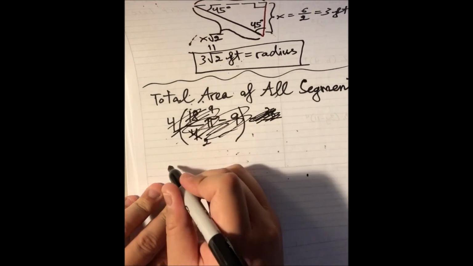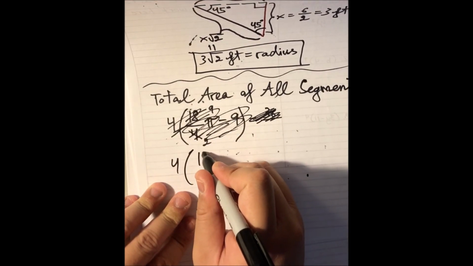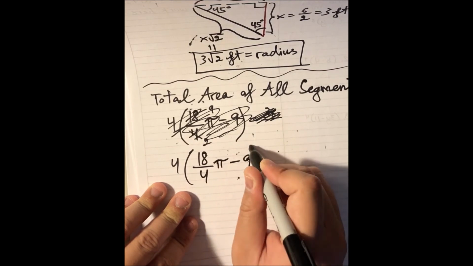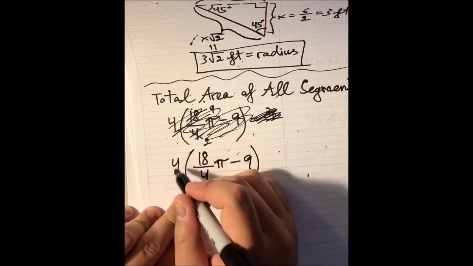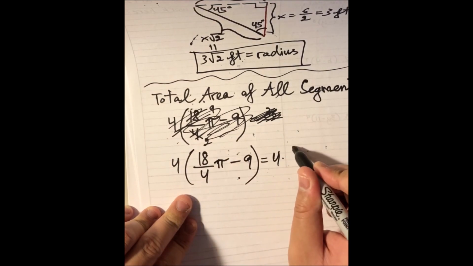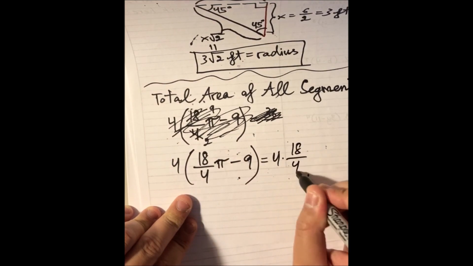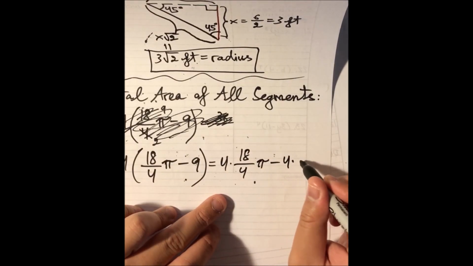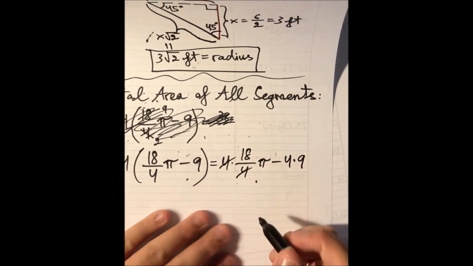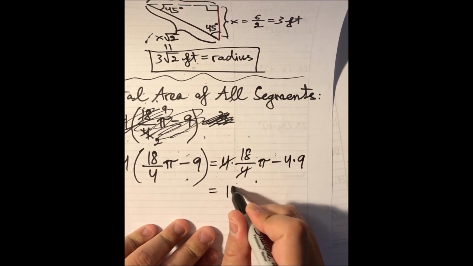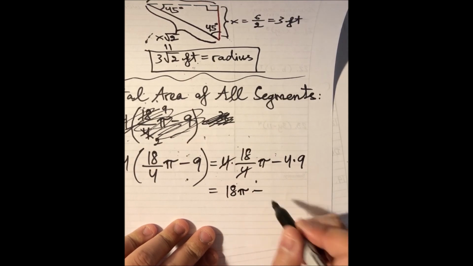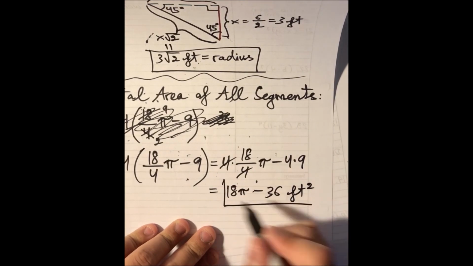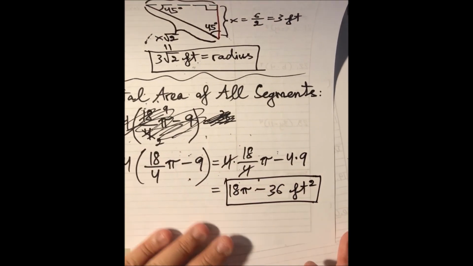No, forget this. So we got 4 times 18 over 4 pi minus 9. With the 4 right here, if we distribute it, we're going to have 4 times 18 over 4 pi minus 4 times 9. With the 4 right here canceling out, we're left with just 18 pi minus 36 feet squared. This is the total area of all 4 segments.